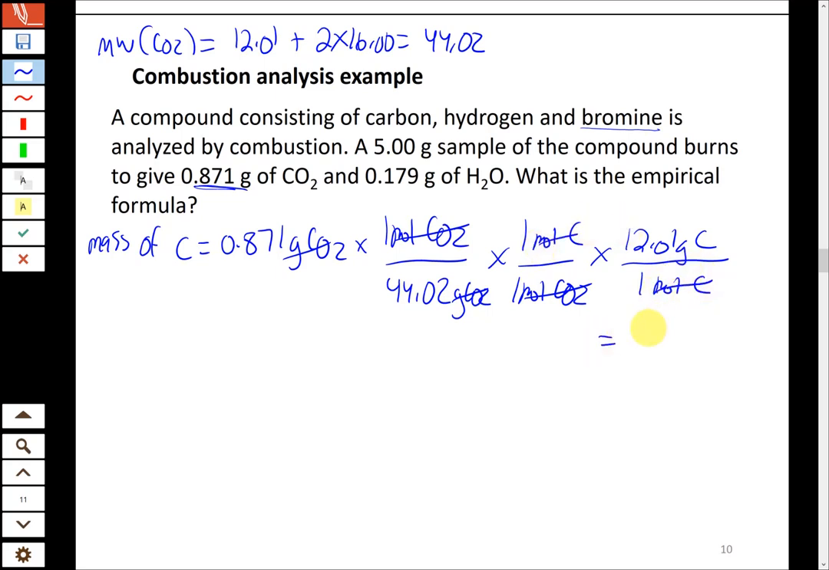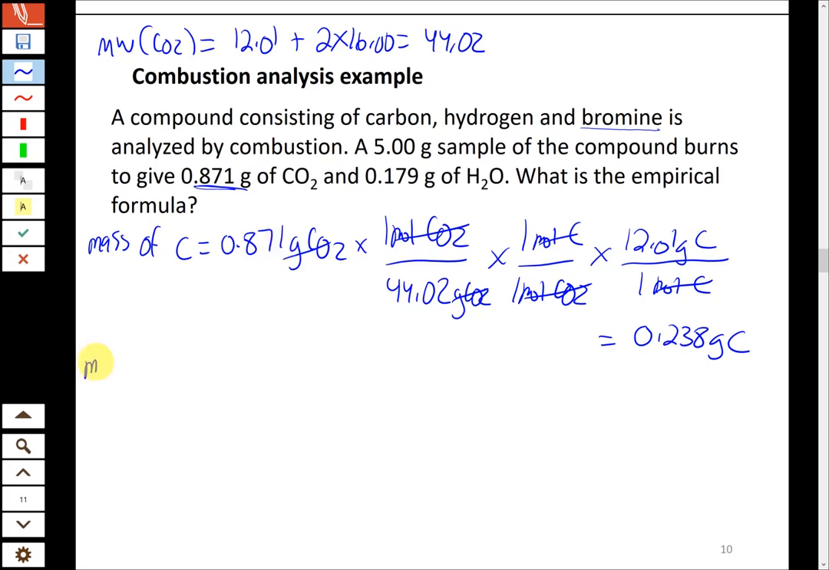All right, so that gives us 0.238 grams of carbon. That's how many grams of carbon are in 0.871 grams of CO2. You could also do it with mass percent, but then you have to calculate the mass percent of carbon and use that to convert grams of CO2 into grams of carbon. So it's a really similar amount of work. If you prefer that, go ahead, but this is how I will typically do it.